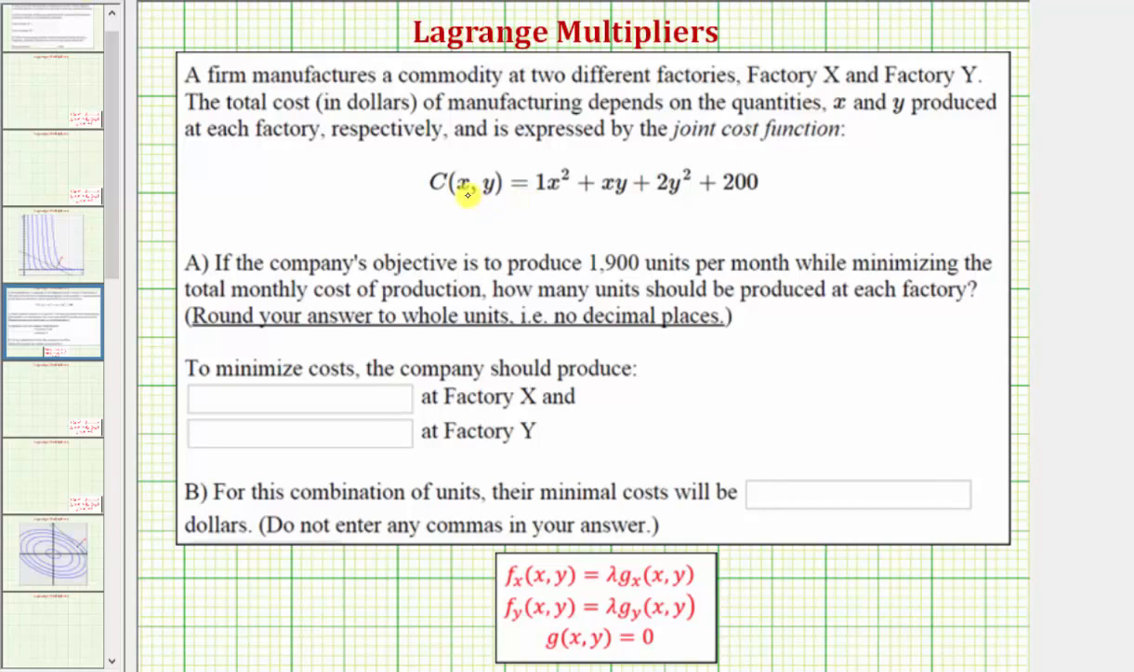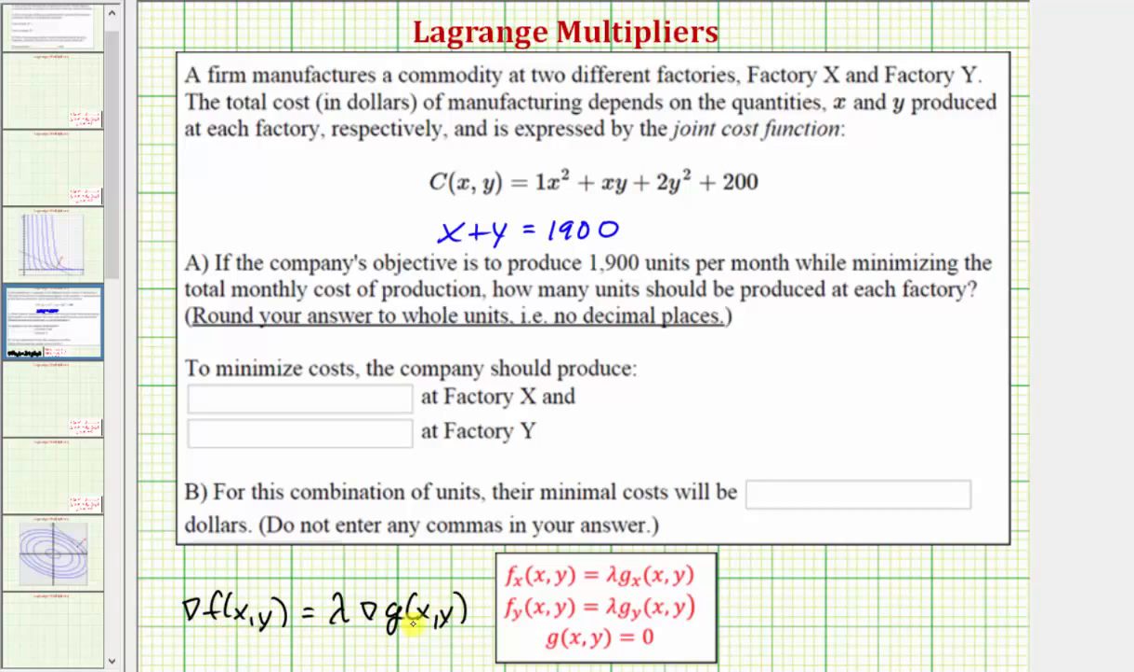So we want to minimize our cost function C of X, Y, given the constraint that the production must be 1,900 units, which means X plus Y must equal 1,900. We're going to solve this using the method of Lagrange multipliers, where if we're trying to maximize or minimize the function f of x, y under the constraint of g of x, y, then the gradient of f must be equal to some multiple of the gradient of g, meaning the gradient of f is equal to some constant lambda times the gradient of g.